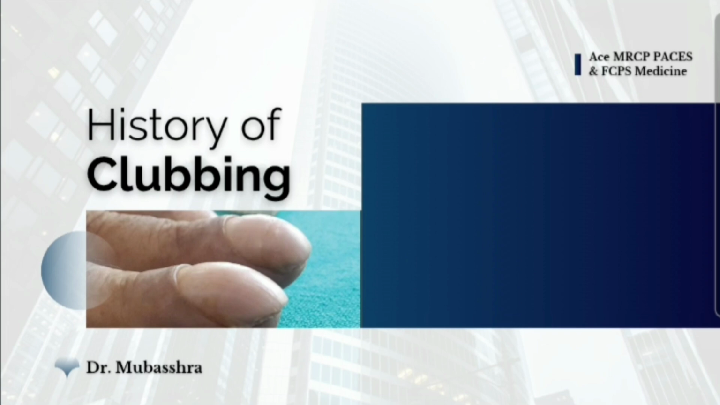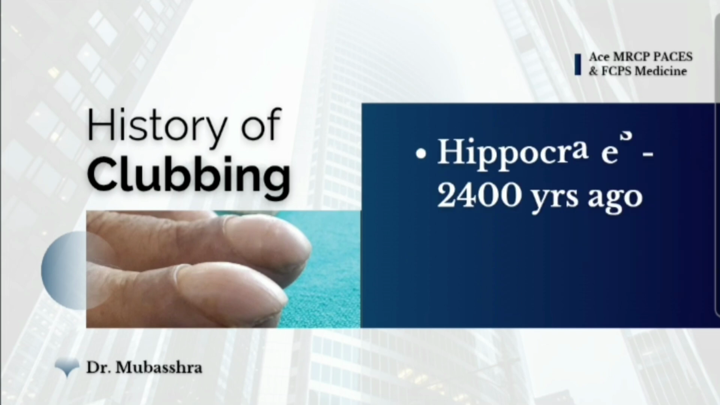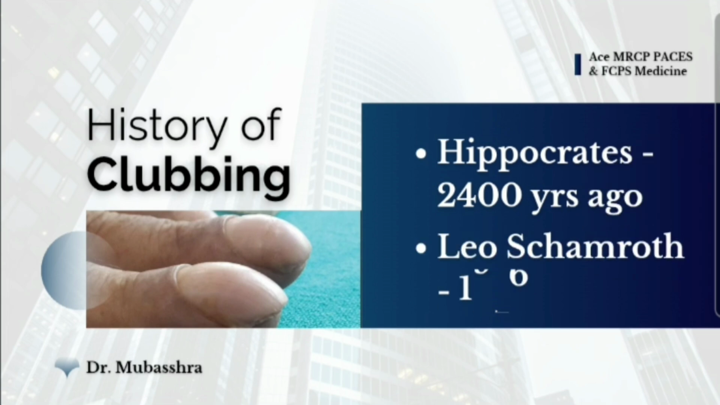Digital clubbing was first described by Hippocrates approximately 2400 years ago. In 1976, Leo Schamroth, who was an internationally recognized cardiologist from South Africa, described the sign, that is the Schamroth sign. He had 3 episodes of infective endocarditis in 1975 and he developed clubbing.